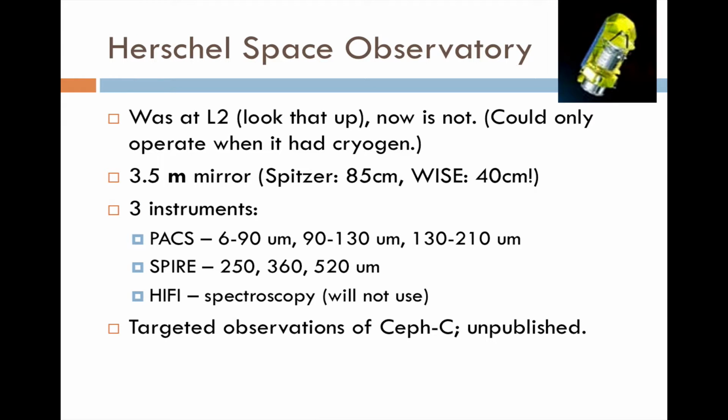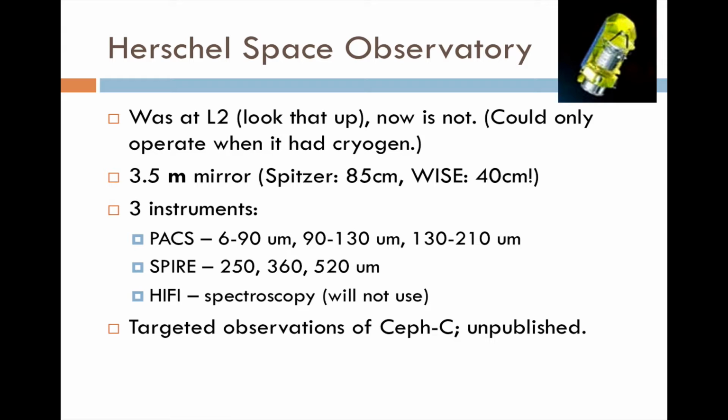The Herschel Space Observatory was at an orbit, an L2. That's really cool. It's a Lagrange point. You should go look that up if you're interested in orbits, because it's really cool. L2 is relatively crowded, and so when it ran out of cryogen, they kicked it out of the L2 spot so that other satellites could be there.